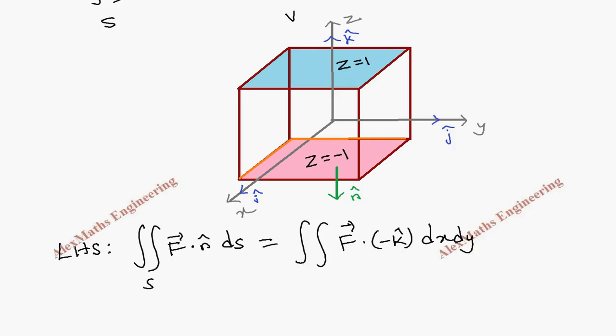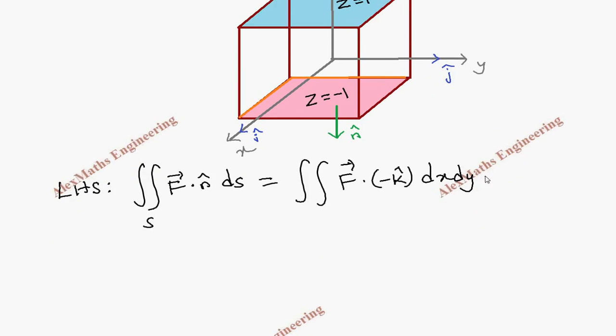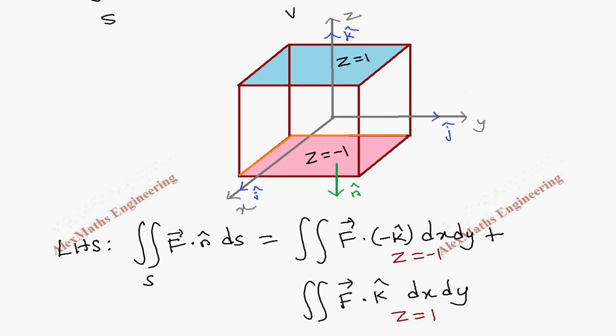In the same way, if we consider the top surface, it is double integral f vector, and now the top surface is having n cap in the upward direction, so it is k cap. Again, this is dx dy, and for this, the equation of the surface is z is equal to 1. The bottom is z is equal to minus 1, and the top is z is equal to 1.